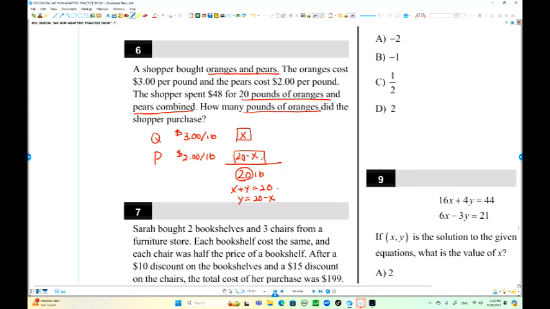The total is 48. So for 1 pound, $3; for x pounds, 3x; plus $2 for 20 minus x pounds: 2 times 20 is 40, 2 times x is 2x. That equals $48. 3x minus 2x is x; subtract 40 from both sides. It's going to be 8. Okay? They're asking about the value of x, right? 8 is the answer.